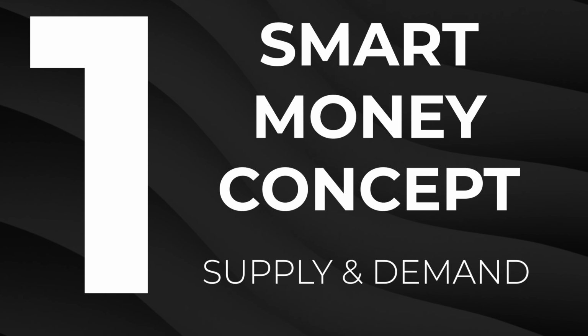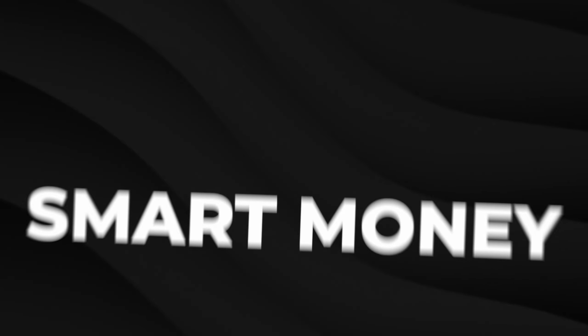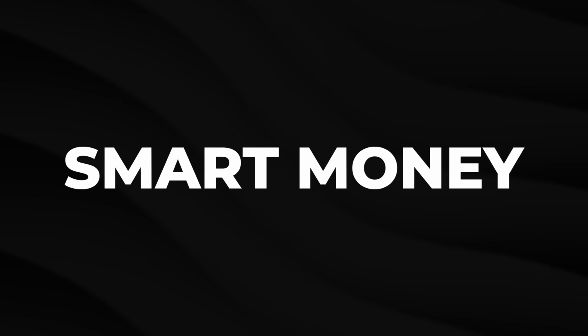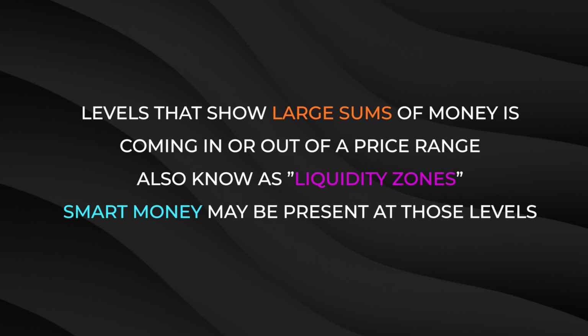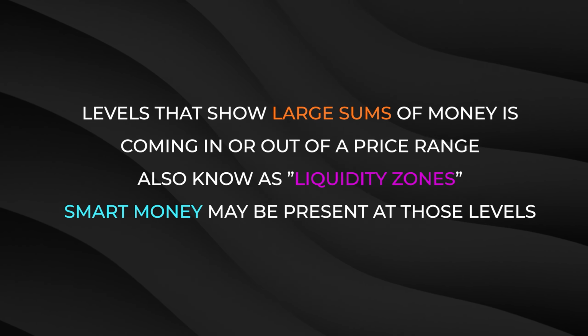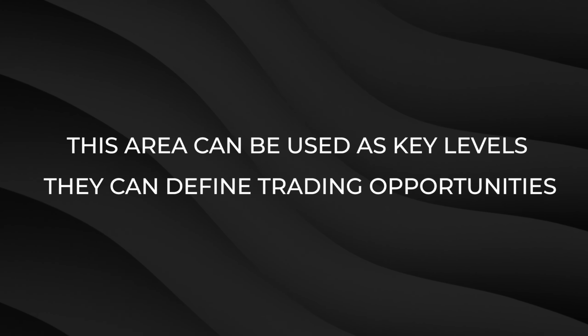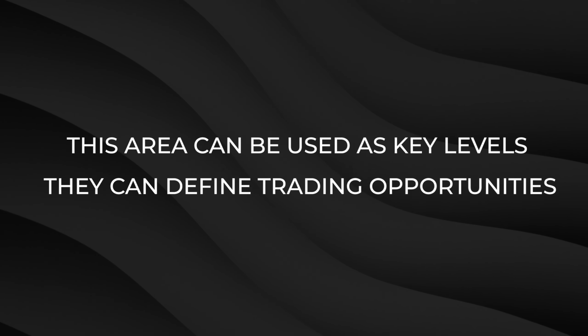The first is the concept of smart money in the area of supply and demand. One of the key concepts for understanding how smart money works. Supply and demand are levels that show a significant amount of money coming in or going out in that particular price range. These areas can be used as key levels that can define trading opportunities for you and me.